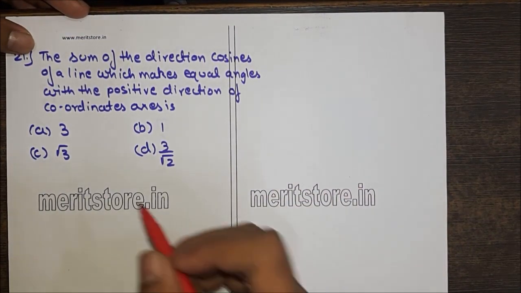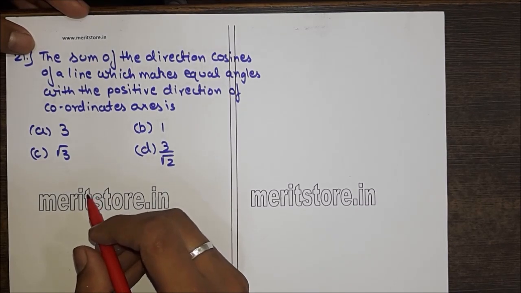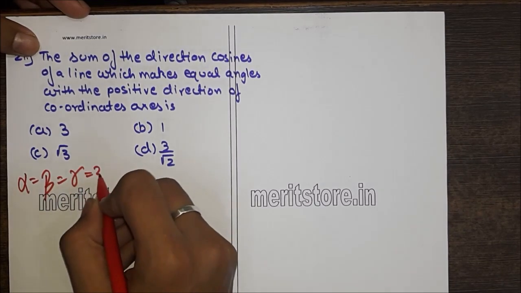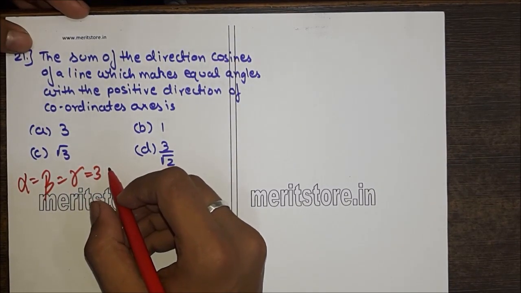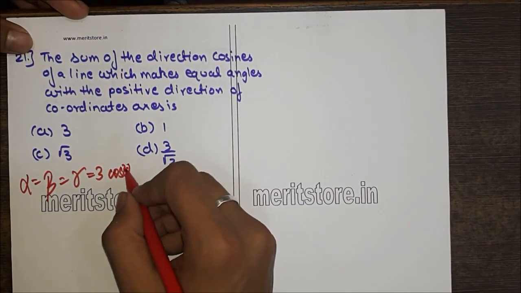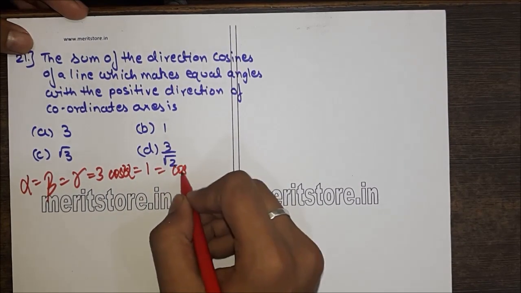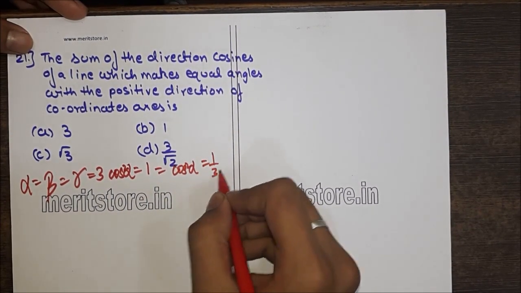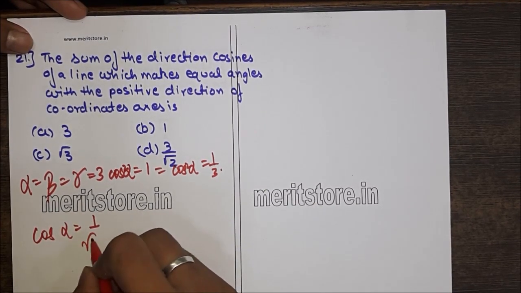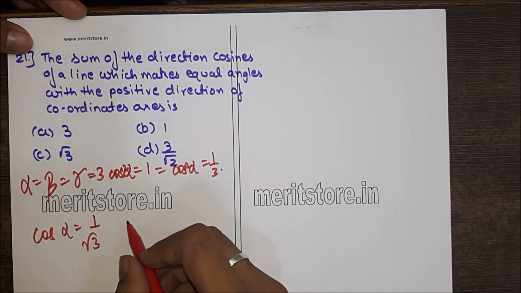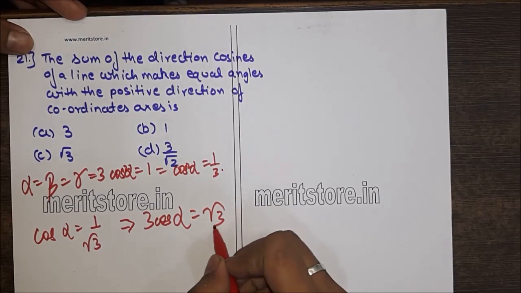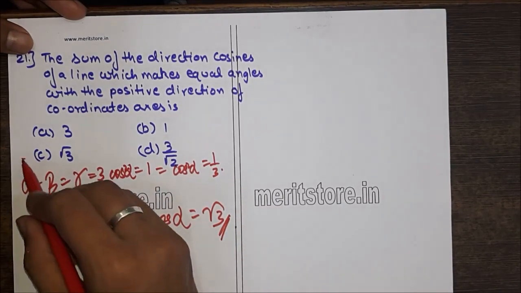We know that alpha, beta and gamma are equal, so alpha is equal to beta is equal to gamma, which is equal to 3 times cos square alpha, which is equal to 1, which gives cos square alpha equal to 1 by 3. So we know that cos alpha would be 1 by root 3. Similarly, we would get 3 cos alpha, which is equal to root 3. So our correct answer is option C. Question number 22.